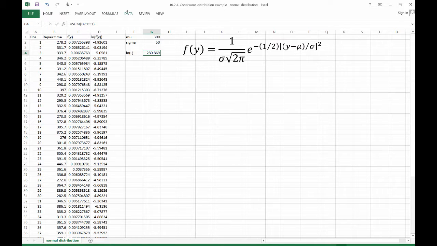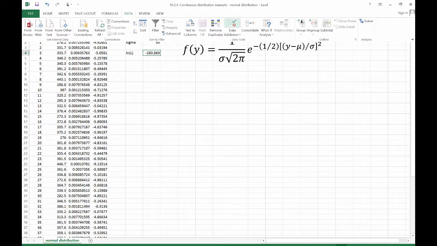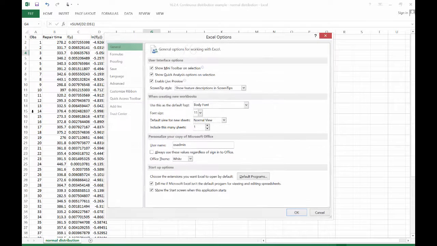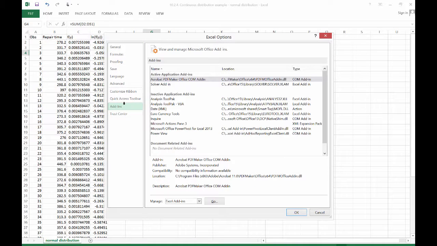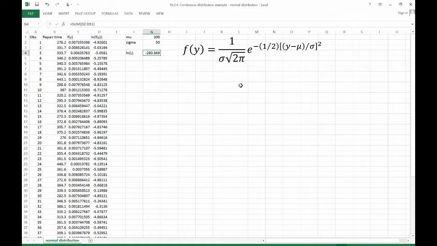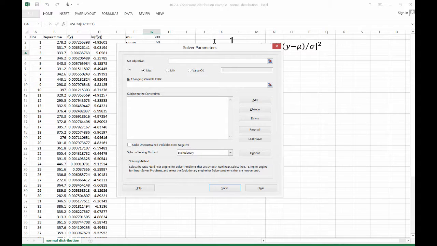To do that, we need the solver. So we go to the data tab and we go over to the solver function. To add this in, I've already added it in on this computer, but to add this in, you go over to, obviously I'm using a Windows machine here. We go over to options, go into add-ins, and one of the Excel add-ins, if we were to go to that, is the solver add-in. So now let's use the solver.